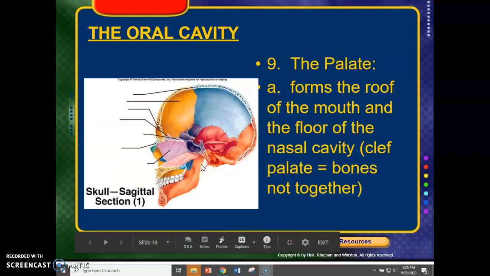Let's talk about the palate. The palate is the roof of your mouth. It's also the floor of your nasal cavity, and a cleft palate is where those two bones don't join together. We'll talk about that more in a minute.